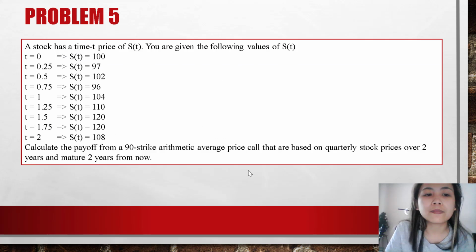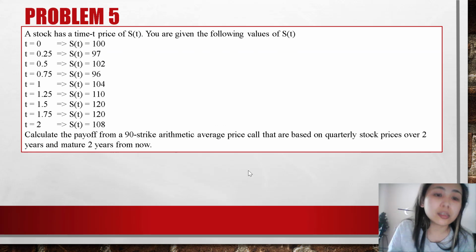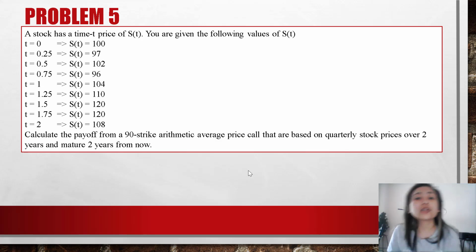Problem 5. A stock has a time t price of S(t). You are given the following values of S(t). t is equal to 0, S(t) is 100. t is equal to 0.25, S(t) is 97. t is equal to 0.5, S(t) is 102. t is equal to 0.75, S(t) is 96. t is equal to 1, S(t) is 104.